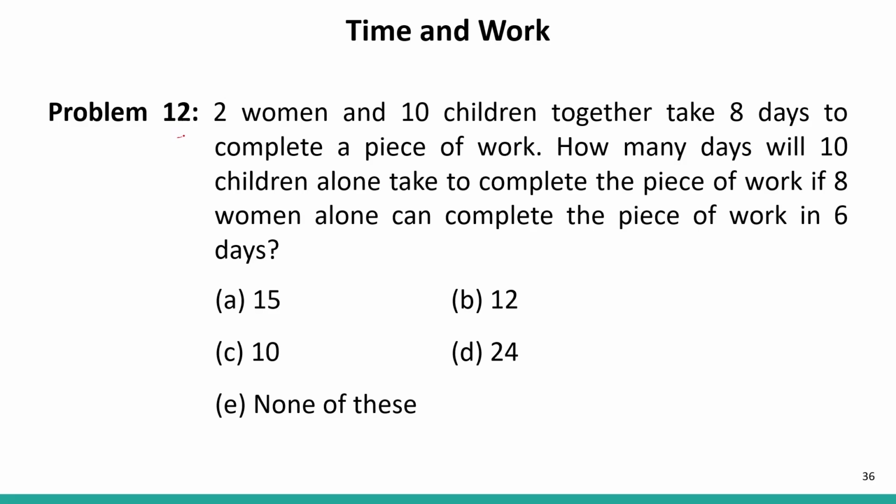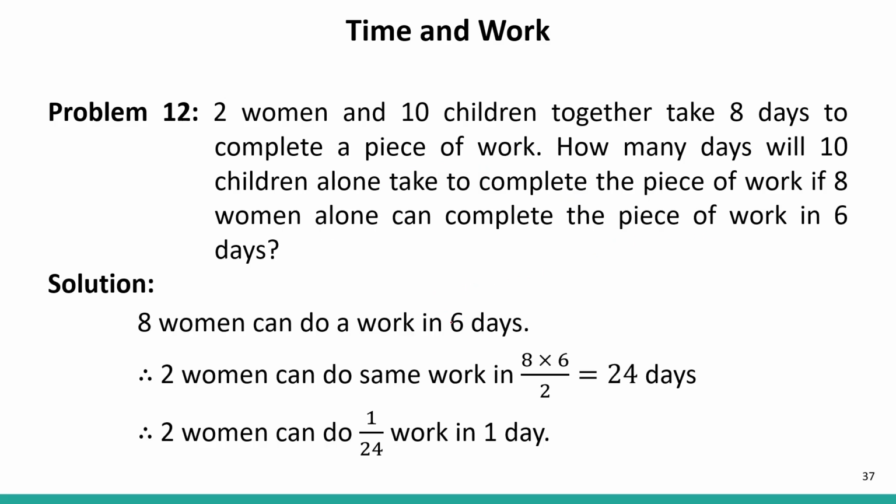Let's go forward with problem number 12. 2 women and 10 children together take 8 days to complete a piece of work. How many days will 10 children take to complete the piece of work if 8 women alone can complete it in 16 days? 8 women can do the work in 6 days. And 2 women can do the same work in 8 into 6 by 2, which is equal to 24 days.